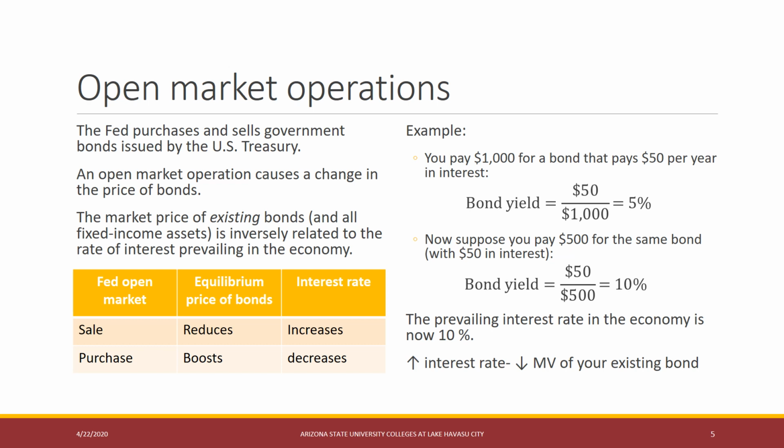Here you can see an example. You pay $1,000 for a bond that pays $50 as the coupon payment, or we can say per year in interest. Your bond yield is 50 divided by $1,000, and that is 5%. Now suppose you pay $500 for the same bond with $50 as the interest that you are going to receive. Your bond yield will be 50 divided by 500, that gives 10%. The prevailing interest rate in the economy is now 10%. So an increase in the market rate decreases the market value of your existing bonds.